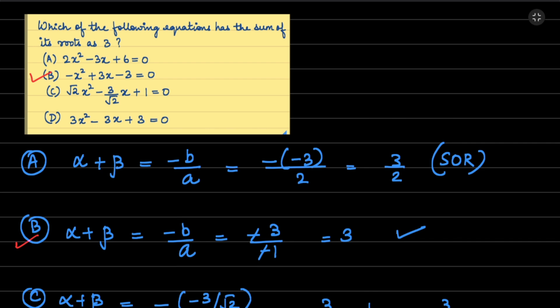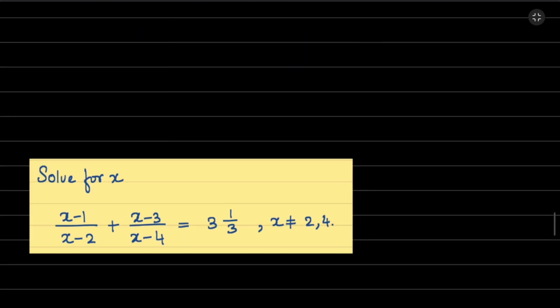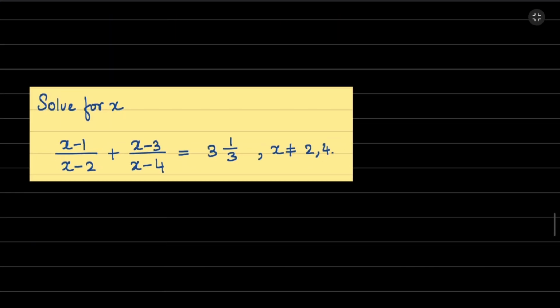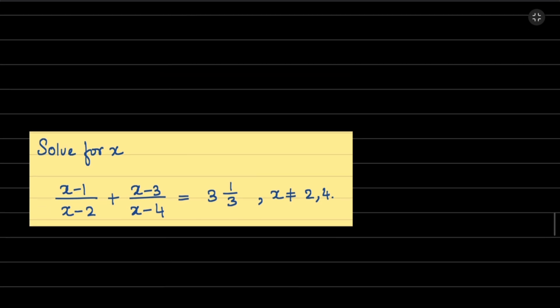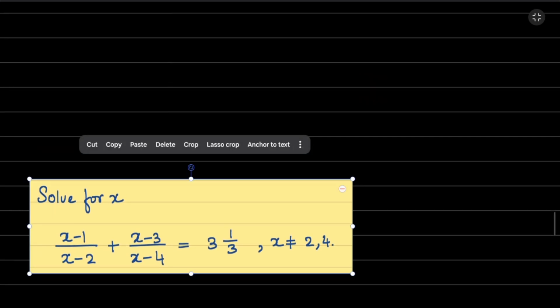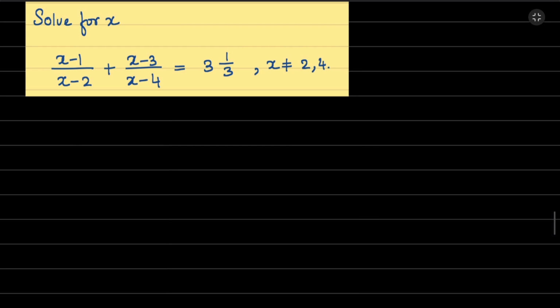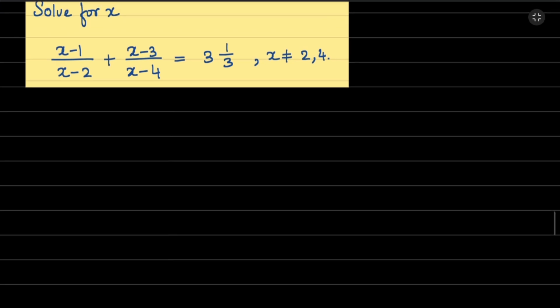Let's move on to the next question. You have to solve for x, which means find the values of x which will satisfy this given equation. All the x terms, as you already see in the question, x minus 1 by x minus 2, x minus 3 by x minus 4, you have a plus. All the x terms are already on the left hand side, so you can just take the LCM. This is a mixed fraction. You can convert it into a proper fraction of p by q.